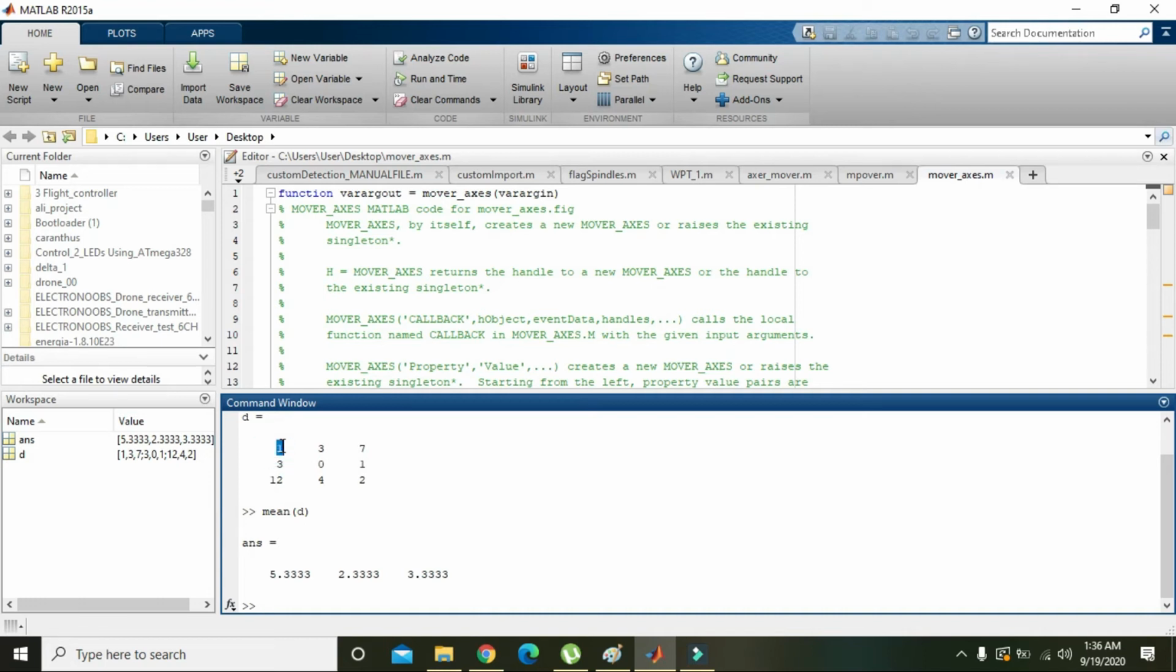Here we will add 1, 3 and 12, and 1 plus 3 is 4, 4 plus 12 is 16, so 16 divided by 3 is 5.3. Here it is 3 plus 0 plus 4, so it is 7, and 7 by 3 is 2.3. And 7 plus 1 is 8, 8 plus 2 is 10, and 10 divided by 3 is 3.33. So here you can get your values for the mean.